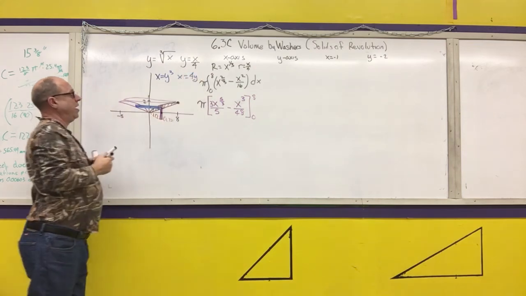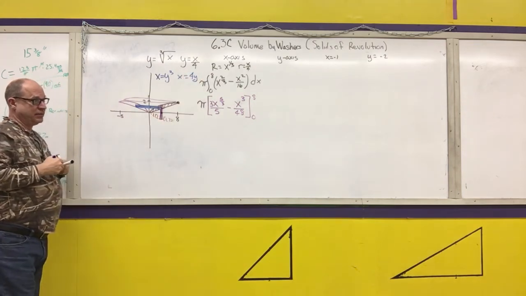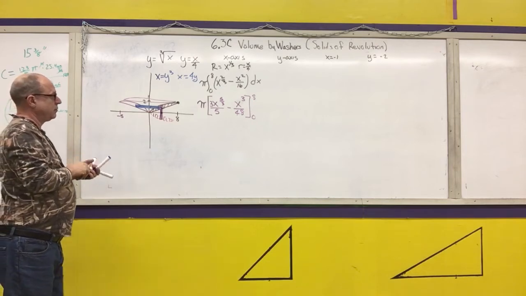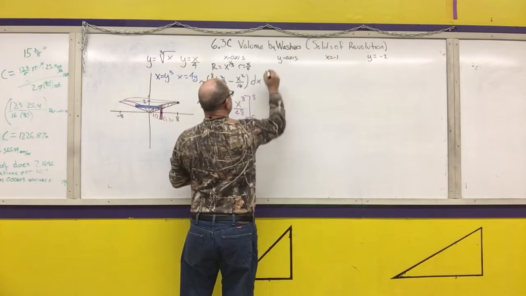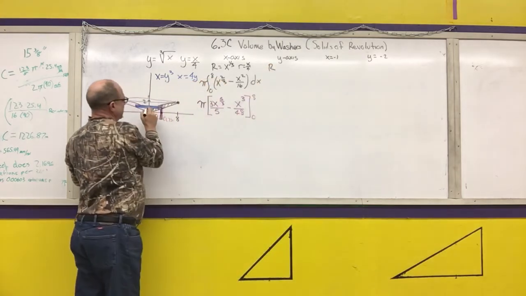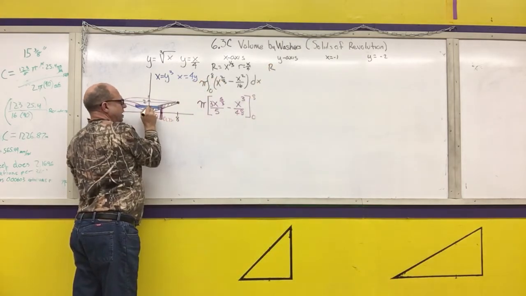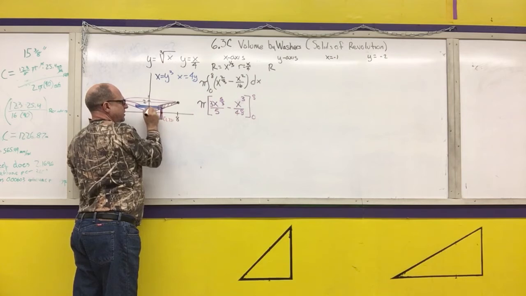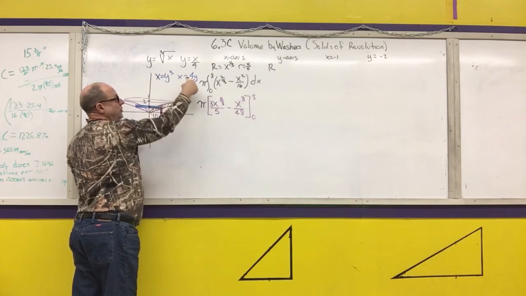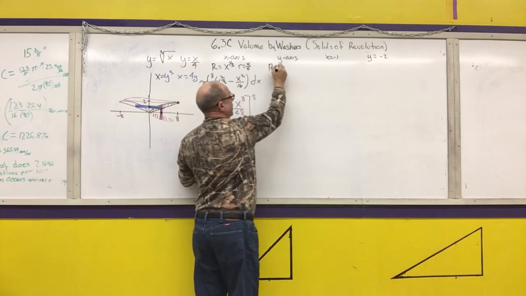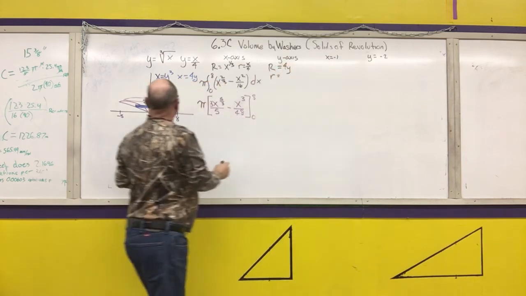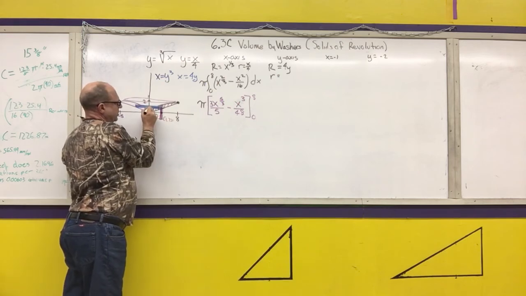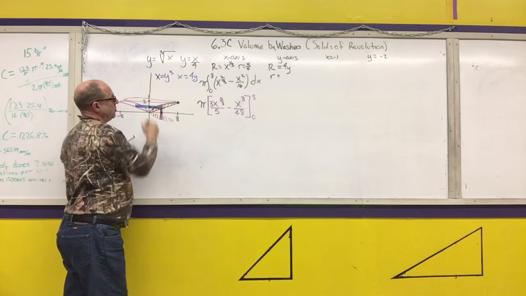So I now need to figure out which one is my outer radius and which one is my inner radius. Well, the outer radius is the distance between the center and the farthest curve I touch. And that's the linear equation, which would be 4y. My inner radius is the distance from the center to the first curve I touch, which is the y cubed.